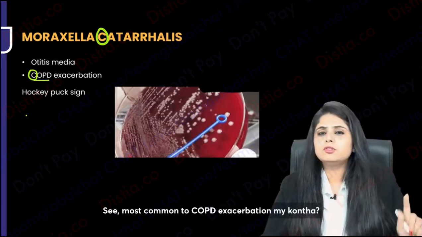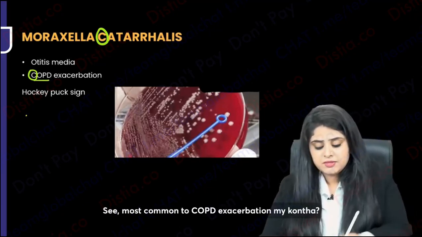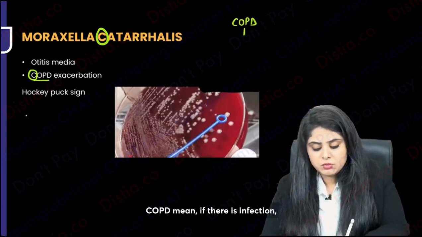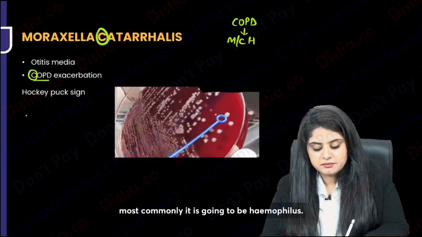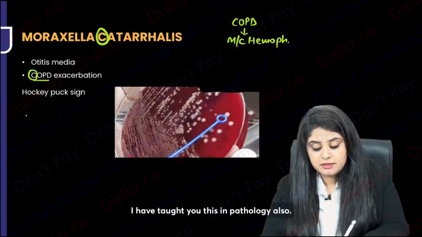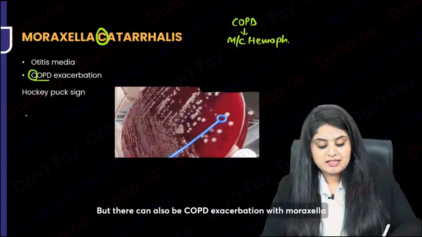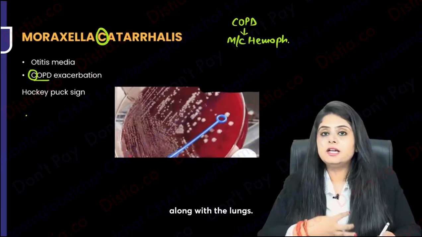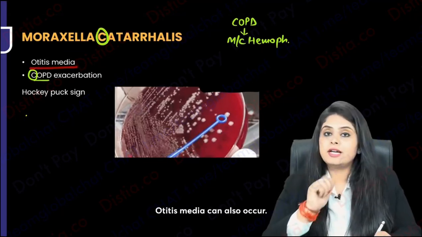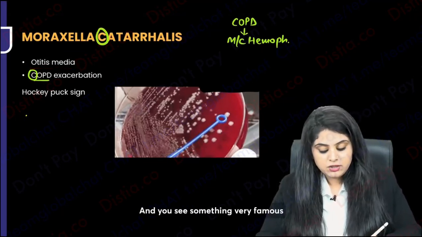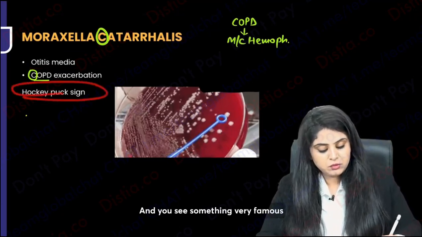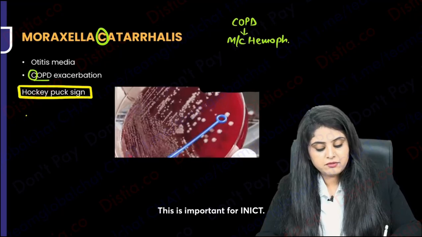Usually, the most common cause of COPD exacerbations, who was it? In COPD, if there is infection, most commonly it is going to be Haemophilus, right? I have taught you this in pathology also. But there can also be COPD exacerbations with Moraxella. Along with the lungs, even the ears can be affected. Otitis media can also occur. And you see something very famous known as hockey puck sign. This is important for INI-CET.